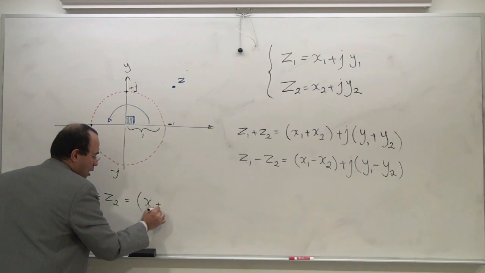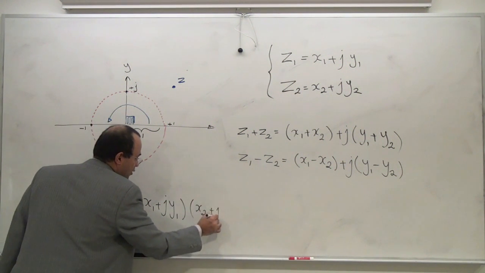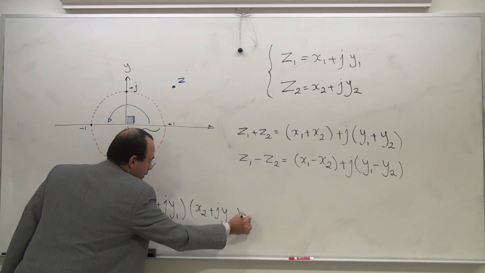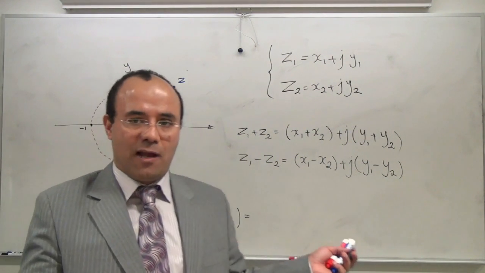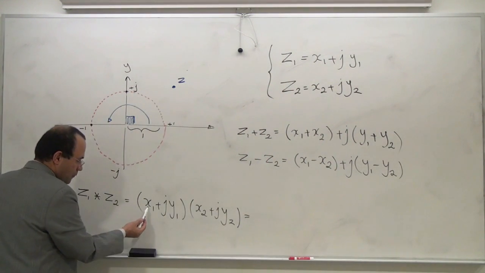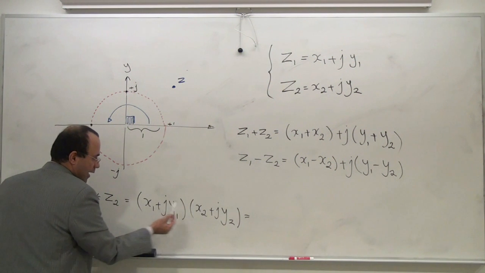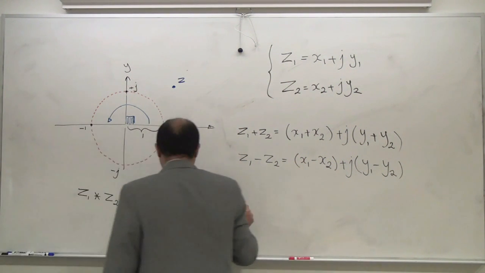So (x1 + jy1)(x2 + jy2). You do this as if you open up the brackets. You remember when you have two brackets and you want to multiply? You do this one at a time: x1x2, x1y2, y1x2, y1y2. So let's take a look.